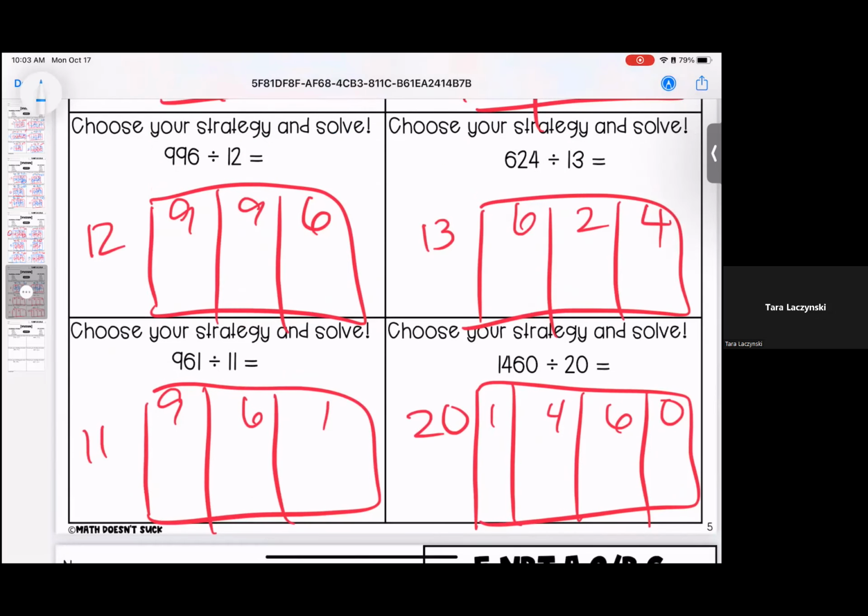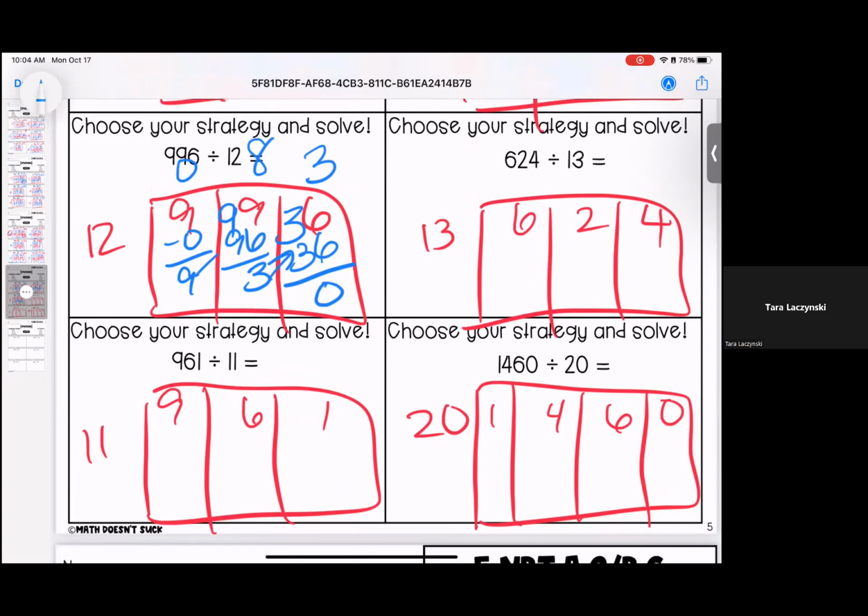This one's going to go in evenly. 12 does not go into 9, but it does go into 99 8 times because 8 times 12 is 96. When I subtract, I'm left with 3. Bring it next door. That's going to go in 3 times. 36 on the nose. My answer is 83. No remainder.